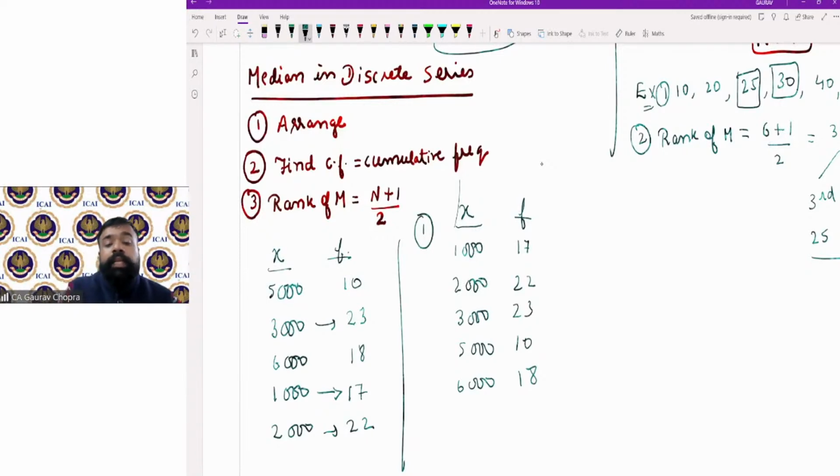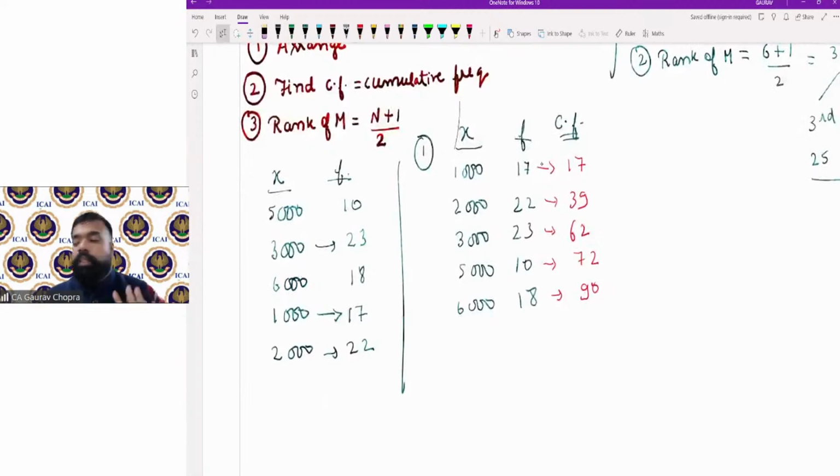Now the second step is to find CF, cumulative frequency. इसका मतलब है हर स्टेप पे फ्रीक्वेंसी को ऐड करना है. So in the first step, frequency is 17. Now 17 plus 22 becomes 39. 39 plus 23 becomes 62. 62 plus 10 is 72, plus 18 gives you 90. So the second step is done. Cumulative frequency we have calculated.